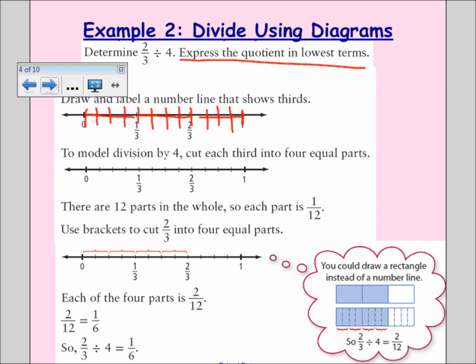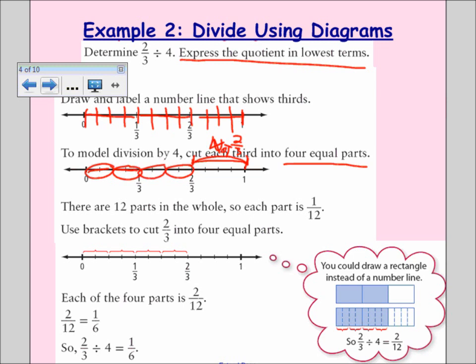because whatever you do to one, you do to all of them, and you cut them into 4 equal parts. So we know that this would equal 1 part, 2 parts, 3 parts, and 4 parts. We don't count this because this is not part of the 2/3. So there are 12 parts in the whole. Each part is worth 1/12. We use brackets to cut 2/3.